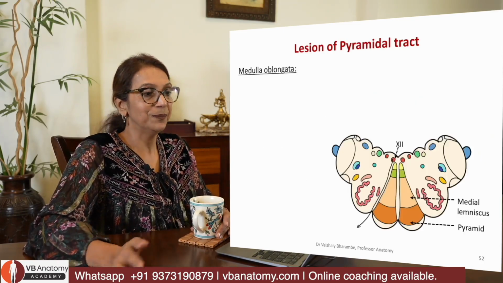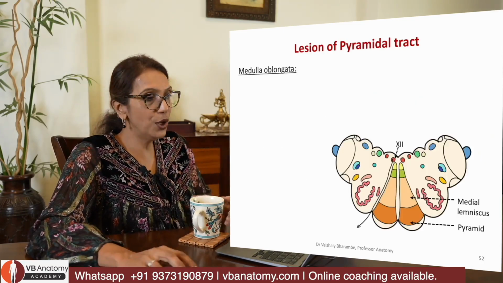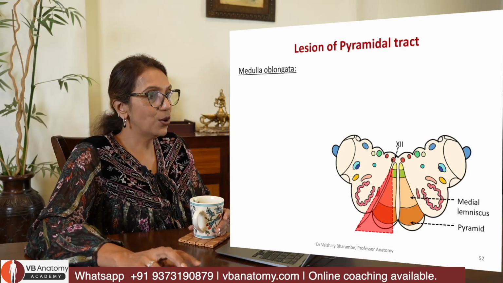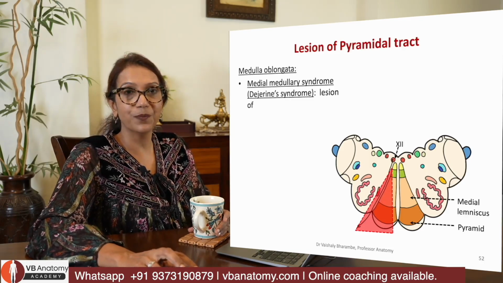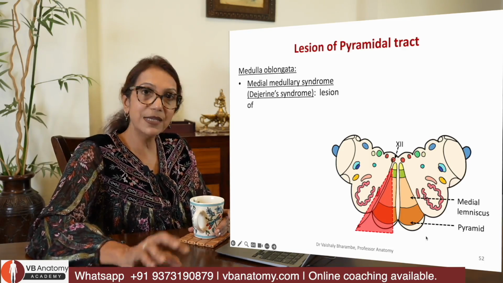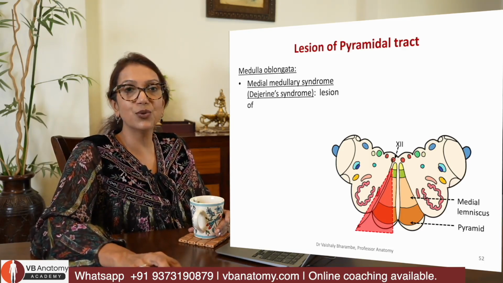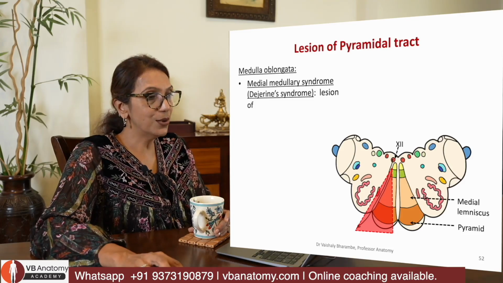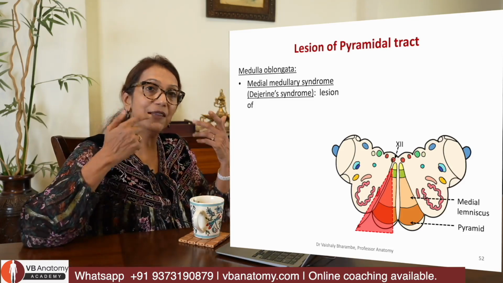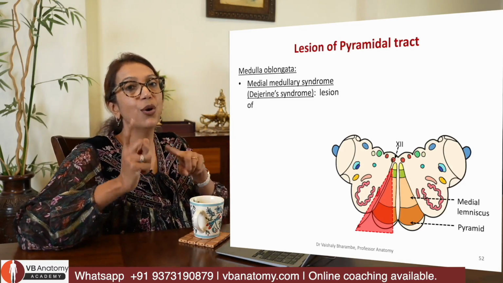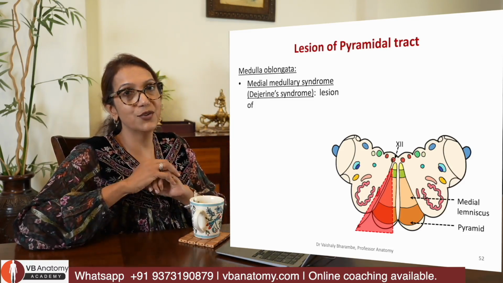Think about it. This is the medulla oblongata. This is called the Dejerine syndrome, where the pyramid is gone, the medial lemniscus is gone, along with the damage to the hypoglossal nerve. So, again, this is above the level of crossing. So, you will see a contralateral upper motor neuron lesion.